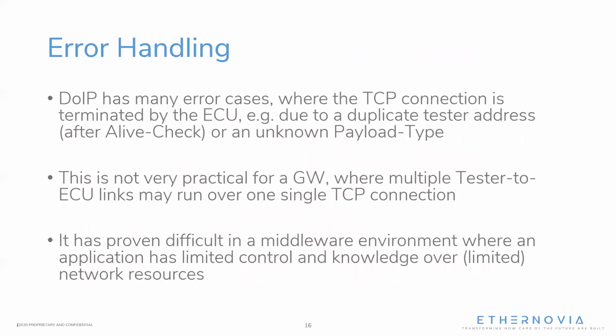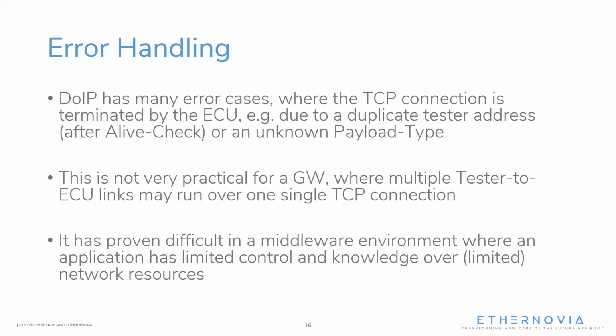Getting back to what I said at the beginning, the DoIP error handling is definitely relying on wanting to tear down the connection once there is a serious problem happening. Now, again, this becomes very tricky for gateways where we are now tearing down the connection because of a problem with a single ECU.